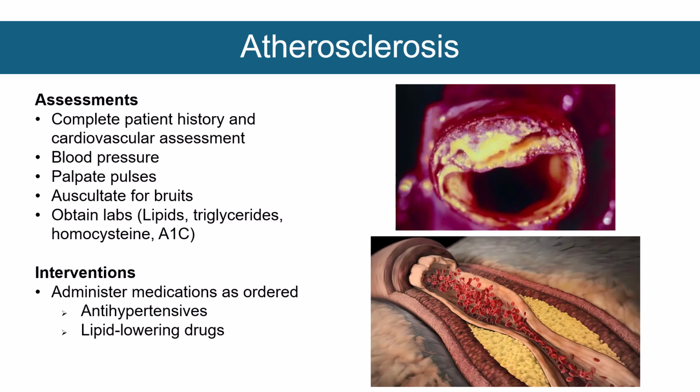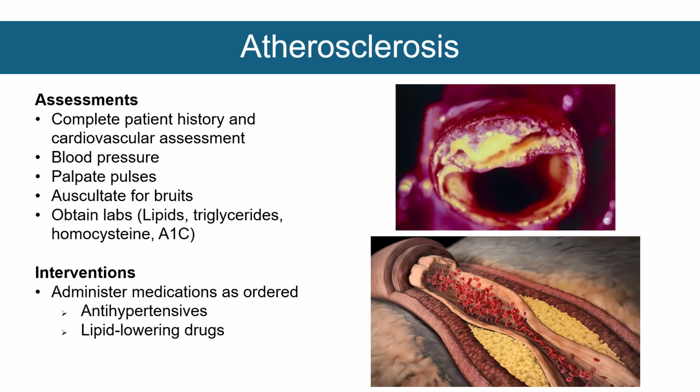We're going to palpate pulses, so we want to make sure that they are present, that they are equal bilaterally, and we will also want to know the strength. So if you find a patient with diminished or absent pulses, this may indicate that there is some arterial narrowing or even an occlusion. This is especially important in the lower extremities when assessing for peripheral artery disease.